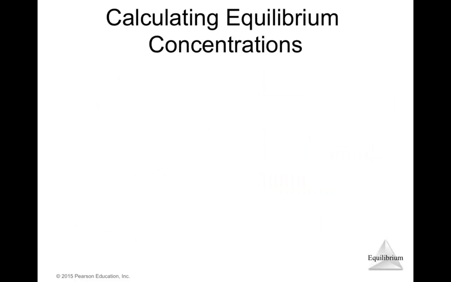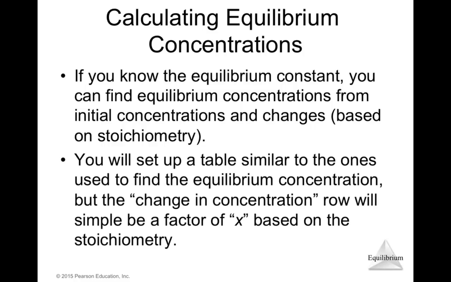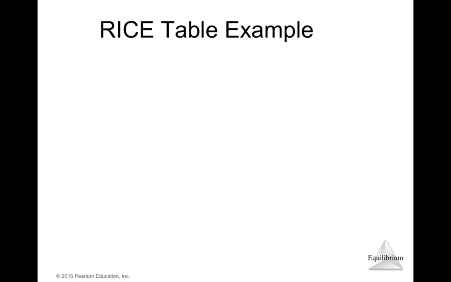So how can we calculate the equilibrium concentrations? If you know the equilibrium constant, you can find equilibrium concentrations from initial concentrations and changes based on stoichiometry. You will set up a table similar to the ones used to find the equilibrium concentration in the previous model, but the change in concentration will simply be a factor of x based on the stoichiometry. So we're going to use again the RICE type table example that we used before.